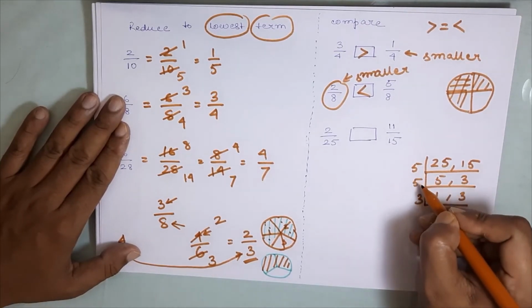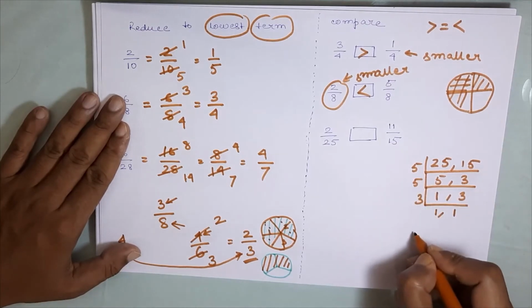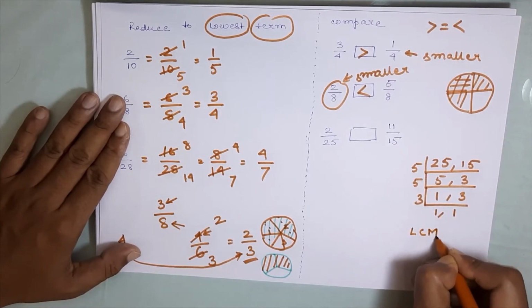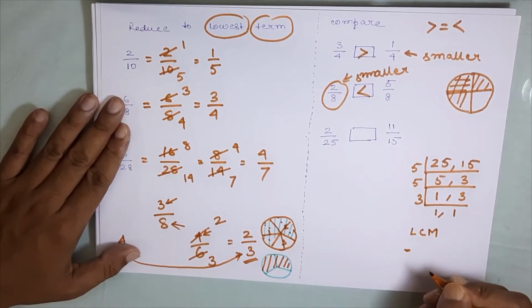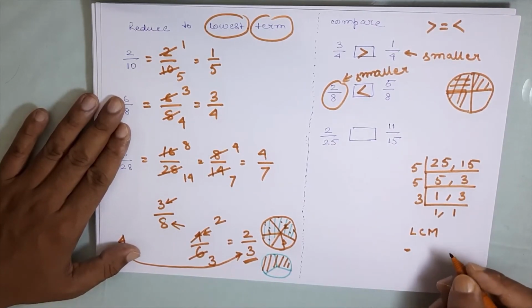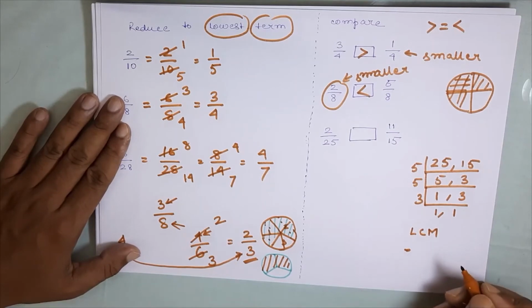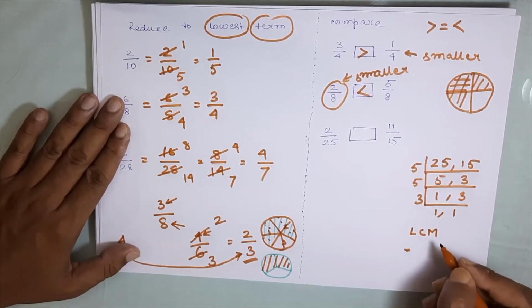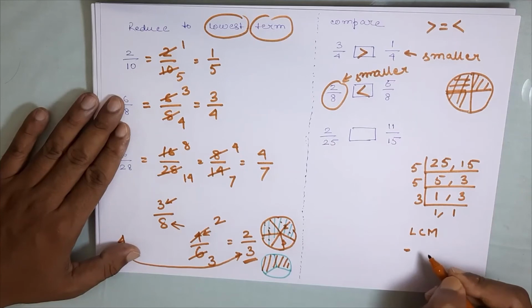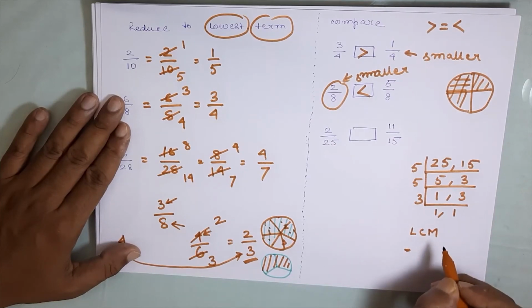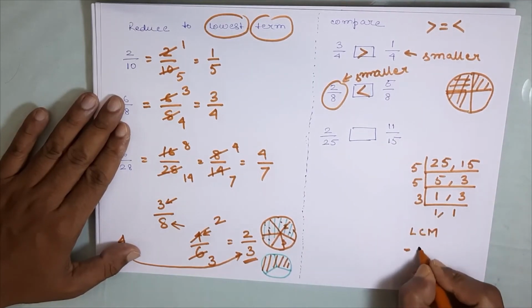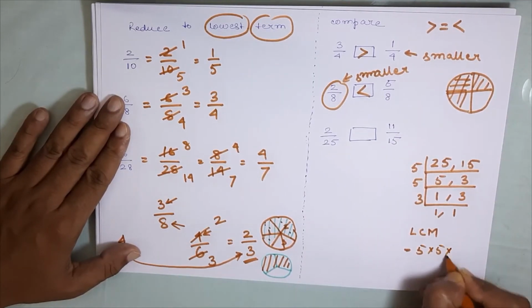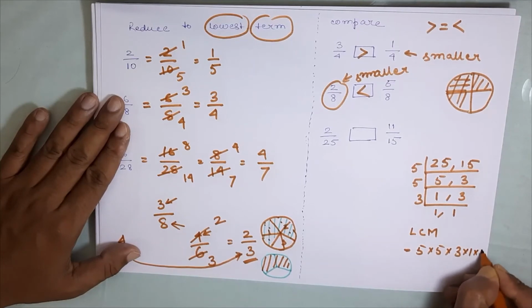So 5 into 5 into 3. The full form of LCM is least common multiple. Actually it is the smallest common multiple, that means it is the number which can be divided by both the dividends here. So let us see the number 5 into 5 into 3 into 1 into 1.